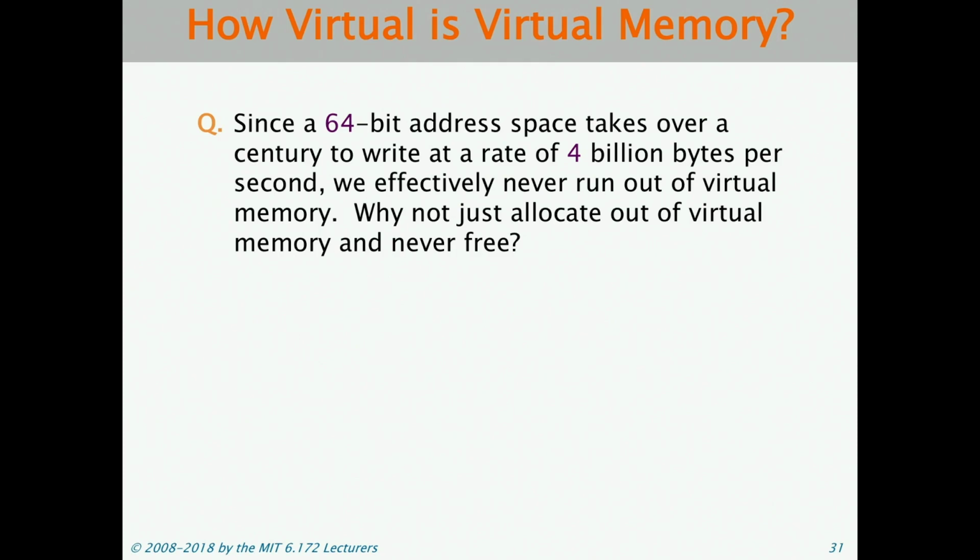So here's a question. Since a 64-bit address space takes over a century to write at a rate of 4 billion bytes per second, we're never effectively going to run out of virtual memory. So why don't we just allocate out of virtual memory and never free anything?